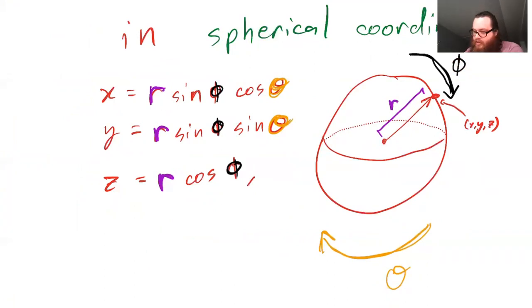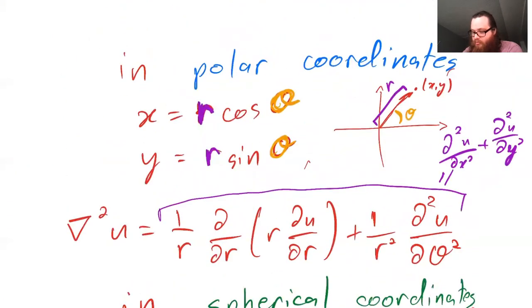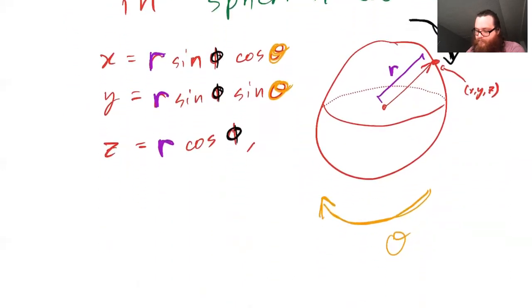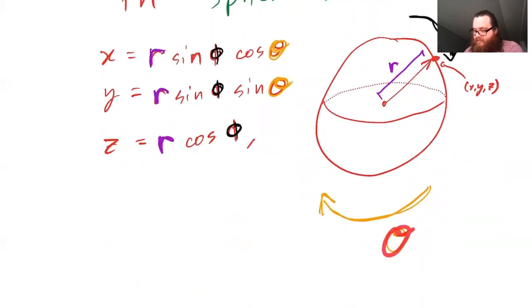For polar coordinates, implicit here is we had a circle and theta was telling us where along the circle we were. And then R was saying how far out of the circle we had to go. Here, theta and phi are telling us where on the sphere we are. And then R is saying how far out or how far in within the sphere we have to be.